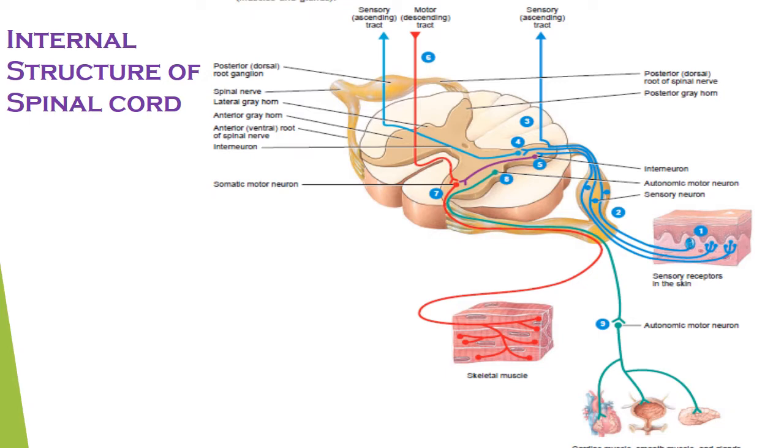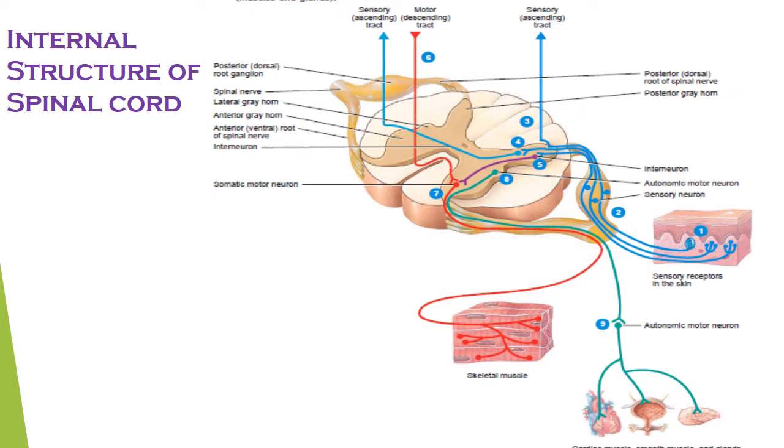The blue color lines arising from the skin reaching to the spinal cord, they are called as what? Sensory neuron. Sensory neurons are entering into the spinal cord. Whatever impulse they are carrying will be processed. If it is a very simple reflex, it will be processed inside the spinal cord itself. The response is generated through this purple color line, that is label number 5, the interneuron, also called association neuron.